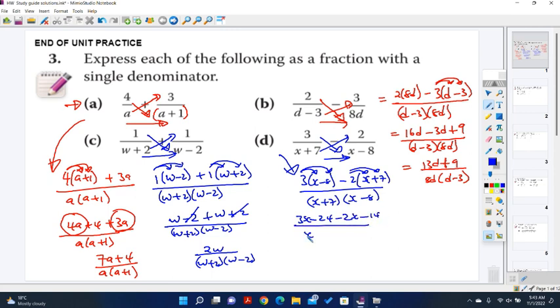And in the bottom, I don't have to do anything because I don't want to make that more complicated than it looks. So 3x minus 2x in the top. This gives me x, and negative 24 minus 14 is negative 38, all divided by x plus 7 times x minus 8.